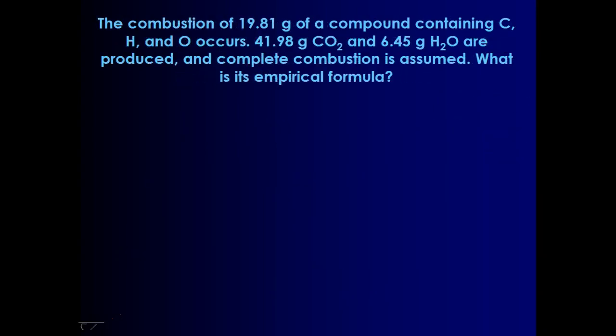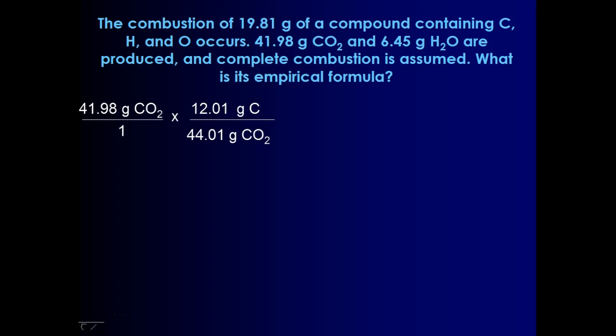So the second example I'm going to give you includes a compound that has a third element, such as oxygen. You would do the exact same thing we did in the previous compound to find the carbon and the hydrogen masses present after the combustion has taken place. So we're going to take the 41.98 grams of CO2, and convert from grams of CO2 to grams of carbon, and that gives me 11.46 grams of carbon.